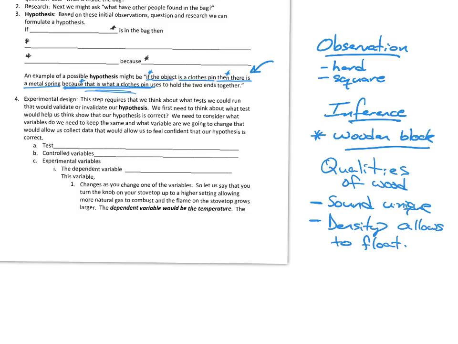All right. So sound is unique. Density allows it to float. What else do we know about wood? Does not break easily.